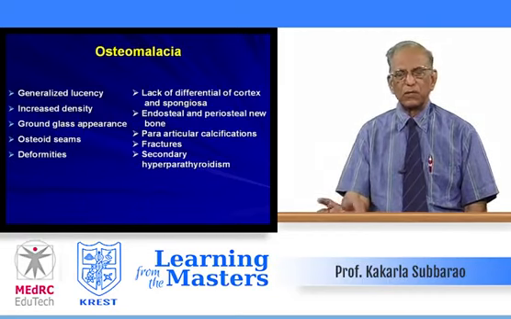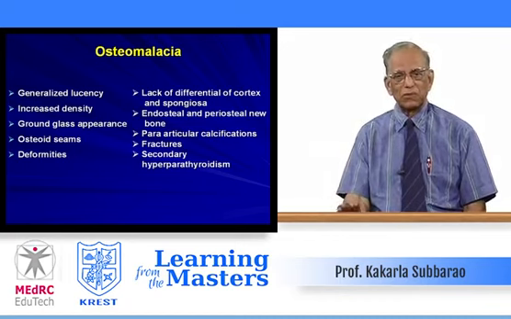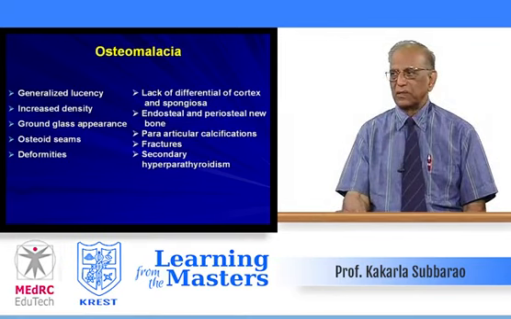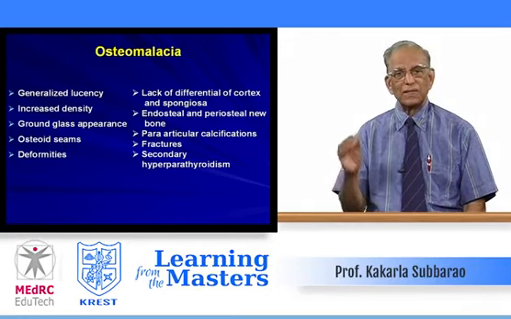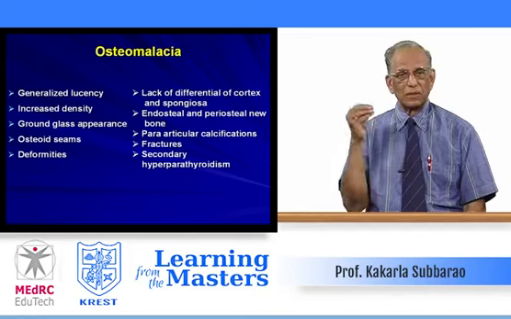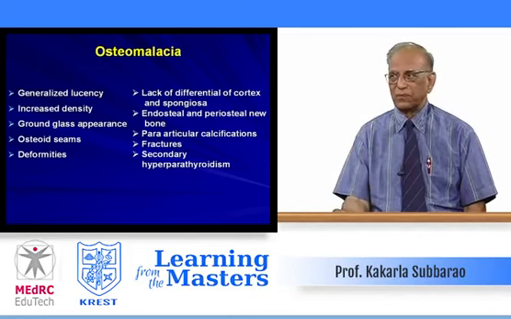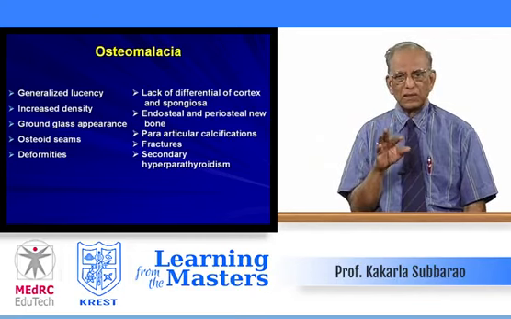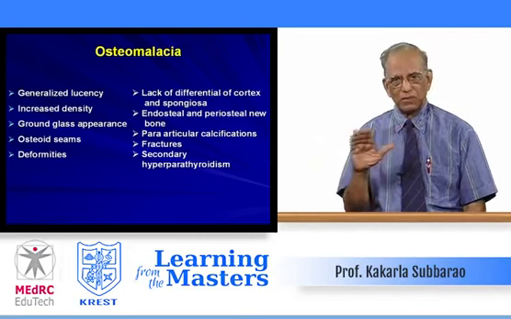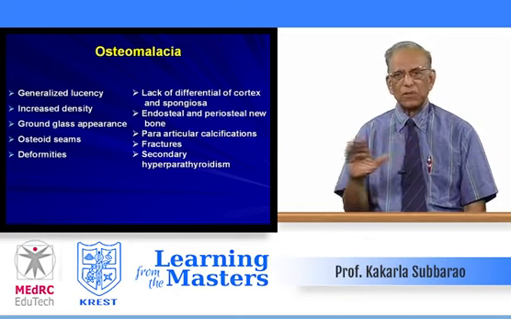Now, I was referring to osteomalacia, the confusion between osteoporosis and osteomalacia in the young radiologist. In osteomalacia, you can get generalized lucency as you get in osteoporosis. Occasionally in osteomalacia, what happens? There is increased density explained by the excessive osteoid, as though to compensate for the proteinaceous matrix. Ground glass appearance: the trabeculae, and the differentiation between the cortex and the spongiosa, are gone. The cortex merges with the density of the spongiosa.